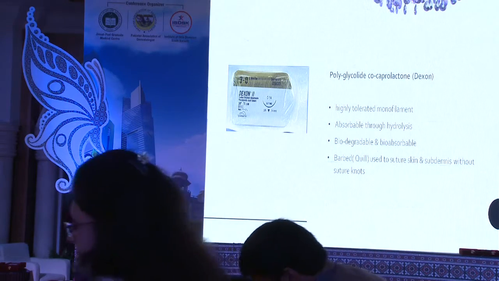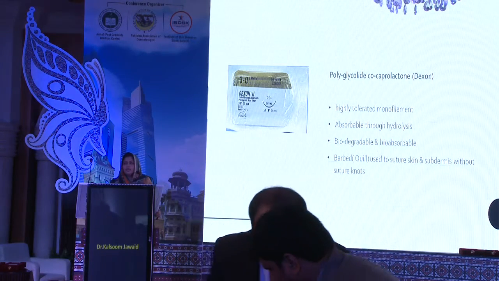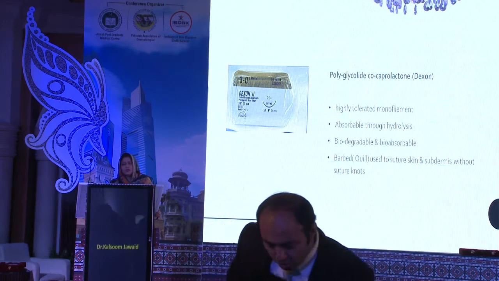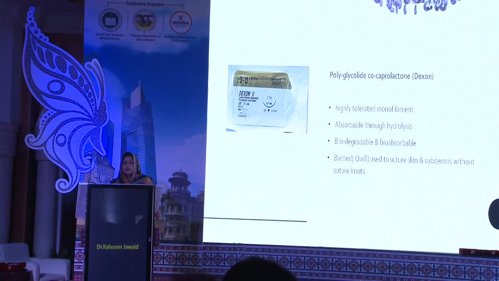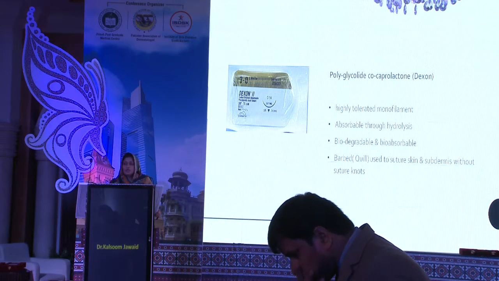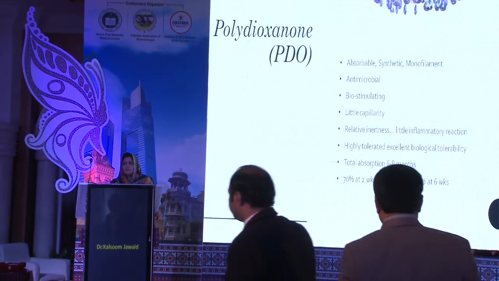The last is Dexon, polyglycolide caprolactone. It is a highly tolerated monofilament. It is absorbable through hydrolysis, also bioabsorbable and biodegradable, and its barbed form is available in the market, used to suture the skin and subdermis without suture knots.